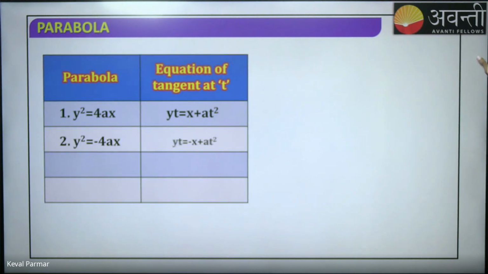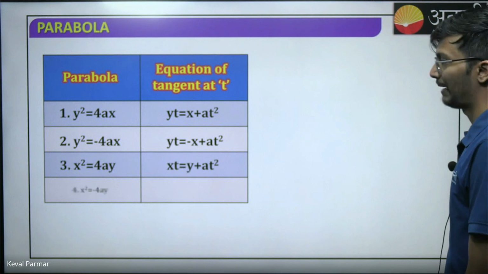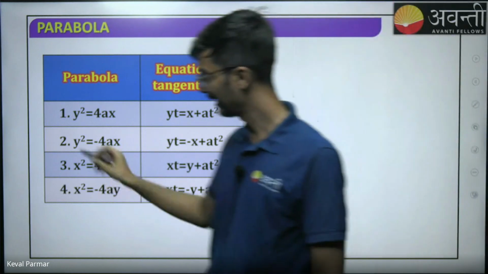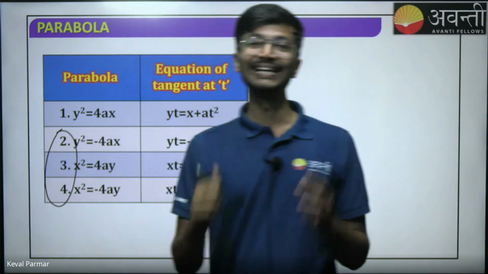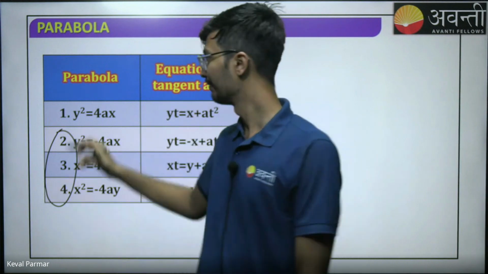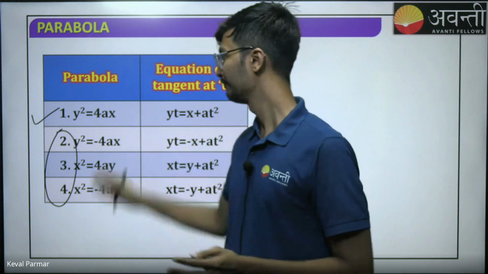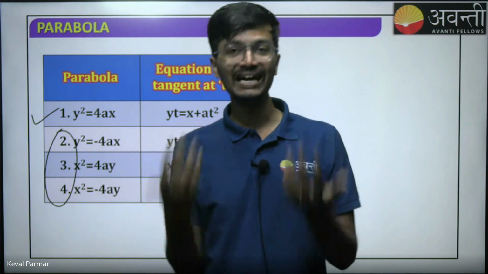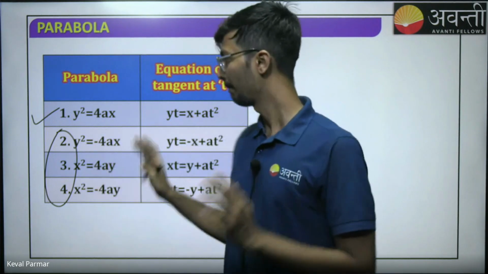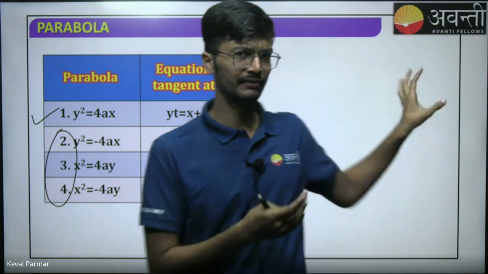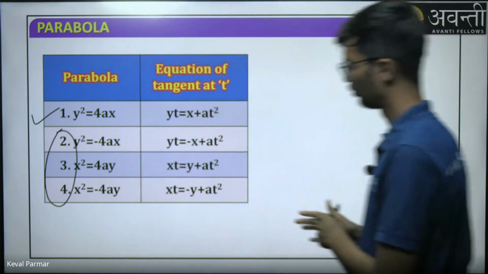Now, as I told you, for the second, third, and fourth parabolas, you can derive yourself and check. We have done the first. It is important to know the first only. Even if the second, third, or fourth parabolas are asked, you can easily derive them by using the replace theory, right? So let's move on to the next.